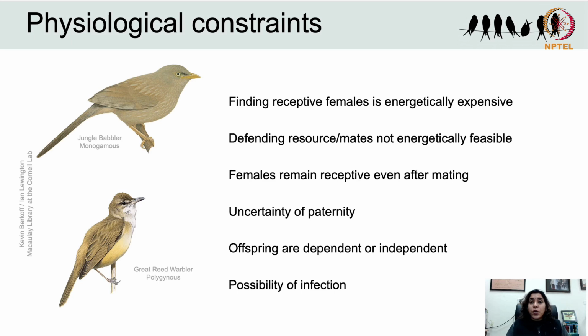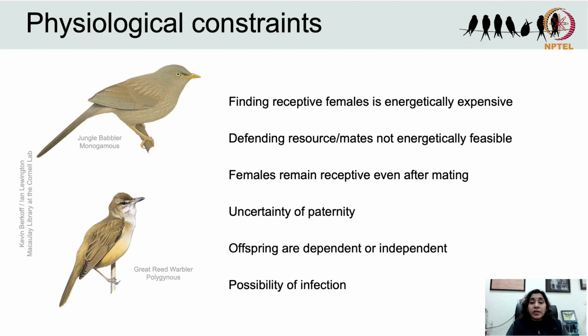Energetic constraints also need to be considered. If many females are likely to be found in a resource-rich patch, it might be energetically more efficient for males to occupy a territory in such a patch, defend it against intruders, and have exclusive access to all the females visiting the patch. The potential for polygyny is higher in this situation as opposed to a situation where female location is unpredictable or if females are too scattered.